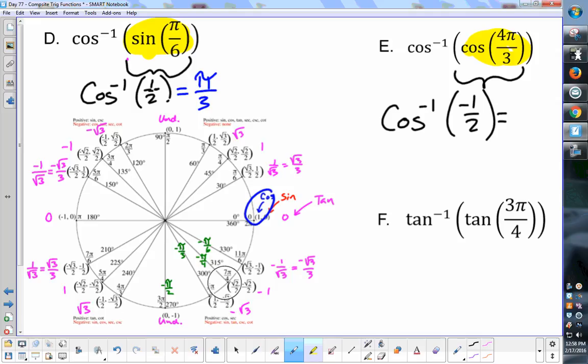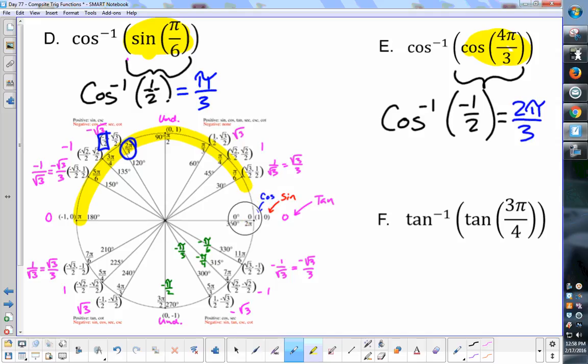And since we're dealing with inverses again, and it's cosine, I'm only looking on this upper section. But I'm still looking at the first number in the coordinates of the unit circle. And negative 1/2, you should notice, is right here. And the angle measure that goes with it is 2π/3.